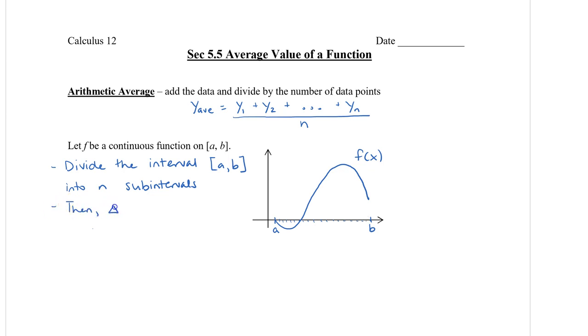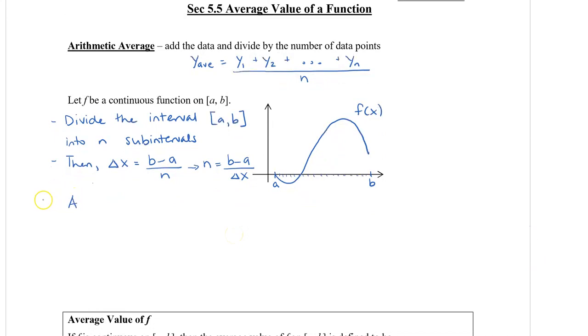Next, we're going to say that delta x will equal B minus A divided by n. So that's going to be the width of each of these subintervals. So from here, we know that n is equal to b minus a divided by delta x. So calculating the average, we can say that we have f of x1, which is the first y value, plus f of x2, the second y value, and so on until we get to the last y value, f of x sub n. We divide by how many points there are. Okay, but now we know that n is equal to b minus a divided by delta x. So we're going to substitute that in.